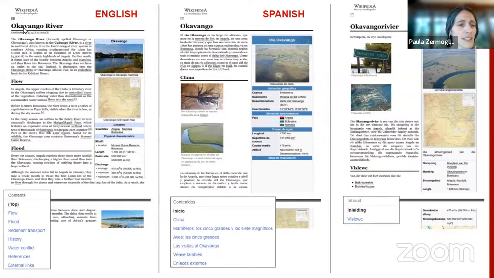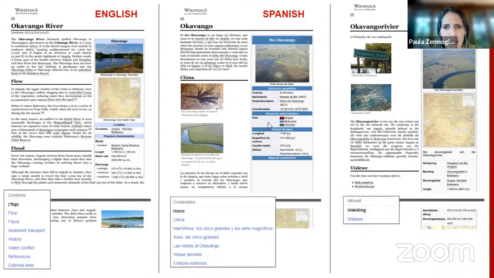Okay, let's take a look at the English one. We have a general description of the Okavango River and a series of titles with information. Here are the contents that talk about flow, flood, sediment transport, history, etc. Okay, we have this information about the Okavango River in Wikipedia. Now we change the language. And all that we have to do in Wikipedia is choose another language. So I choose Spanish, which is my mother language.